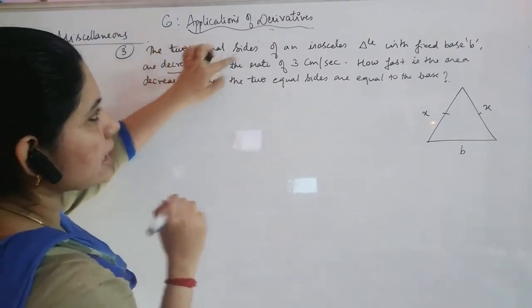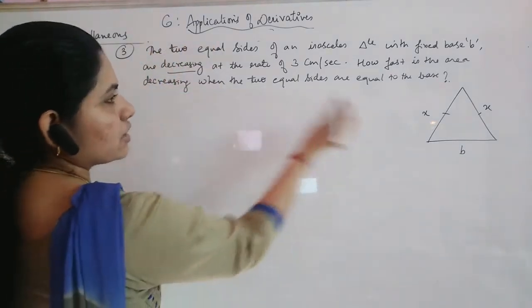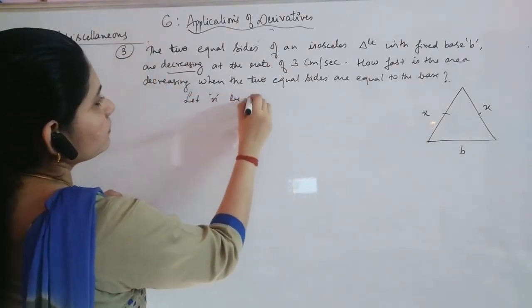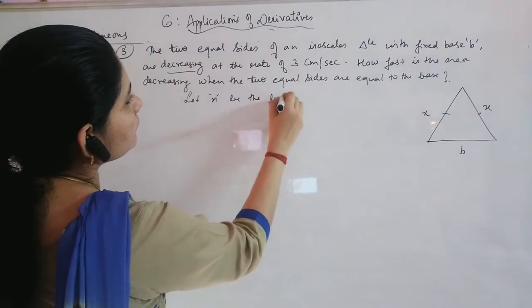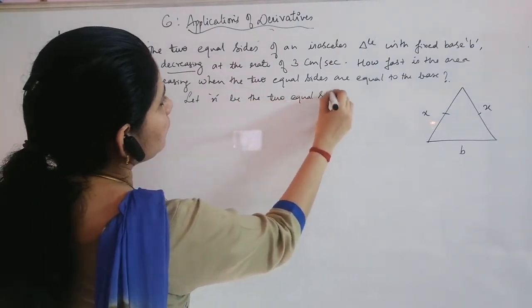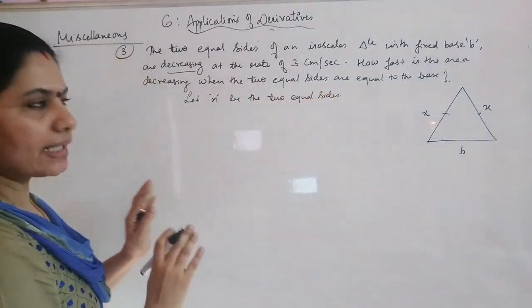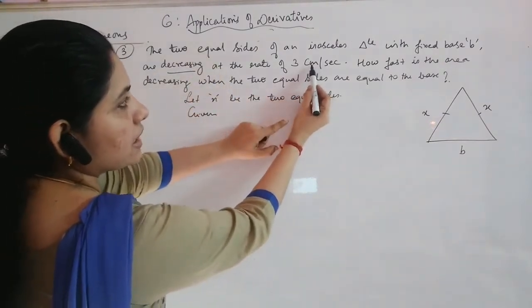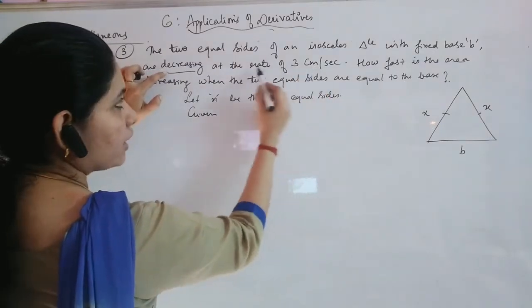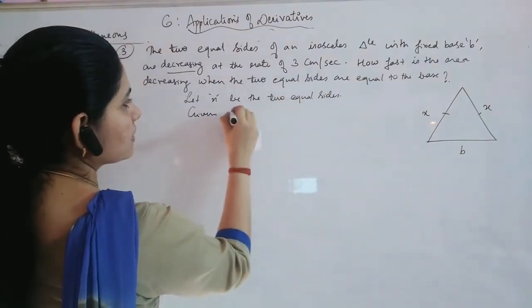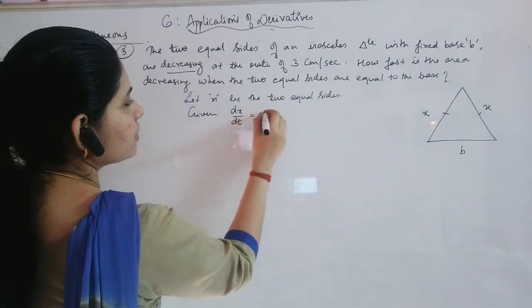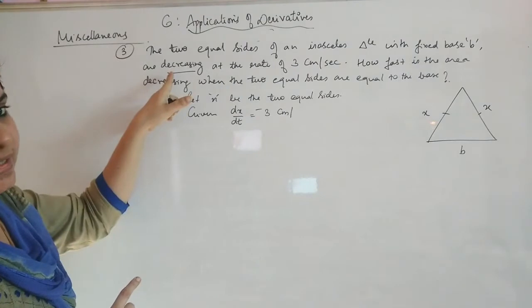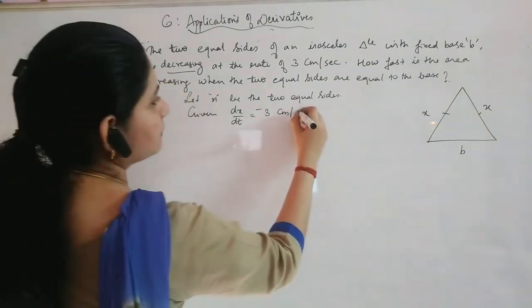And the two equal sides are decreasing means, if you have taken x as one side, if those two sides have been taken as x, then see here, you will just understand that it is changing. Its rate of change is given, means dx by dt is given. Dx by dt is given to be 3. That means it is negative because it is decreasing. It is negative. Okay.